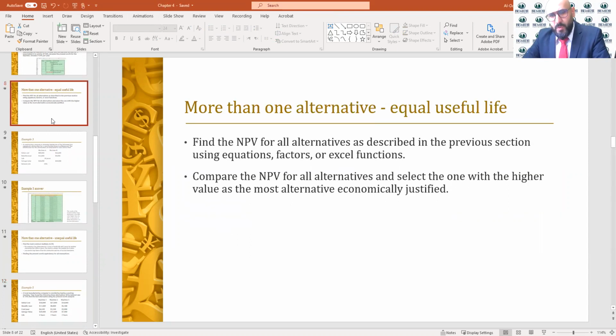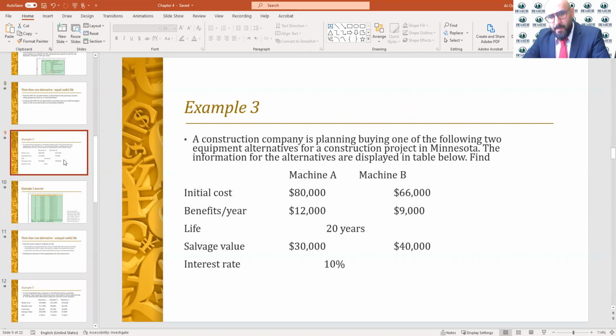conducting present worth analysis for more than one alternative with equal life, and also we're going to talk about more than one alternative with unequal lifetime. So if we have more than one alternative with equal useful life, we need to find the net present value for all the alternatives, and then we select the alternative with the higher net present value. So let's go ahead and demonstrate this concept using example 3.